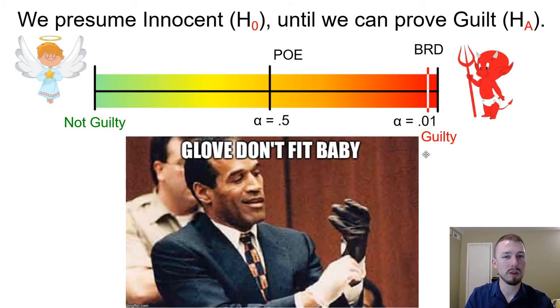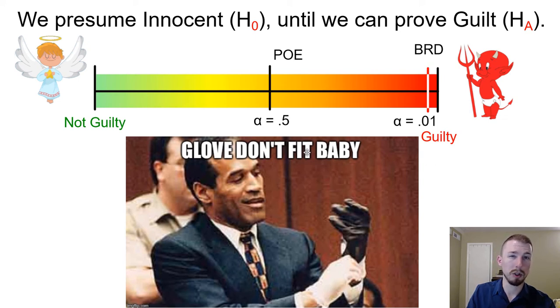So remember, we always presume innocence, which is the null hypothesis, until we have statistically significant evidence to be able to prove guilt, which would be rejecting the null hypothesis in favor of the alternative. So our burden of proof is different. Like if we remember how O.J. Simpson lost the civil court, but he won, or he was found not guilty in the criminal case, the criminal court.